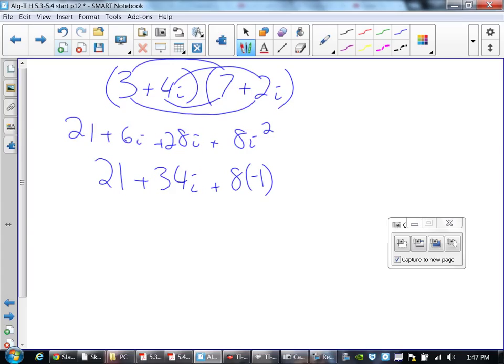Gentlemen, come on. And then it's just a matter of taking 21 minus 8. And you get 13.